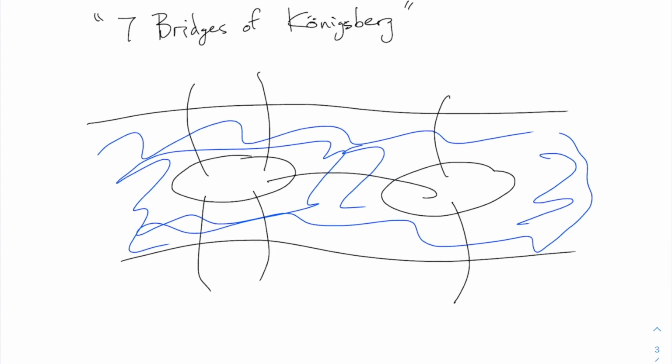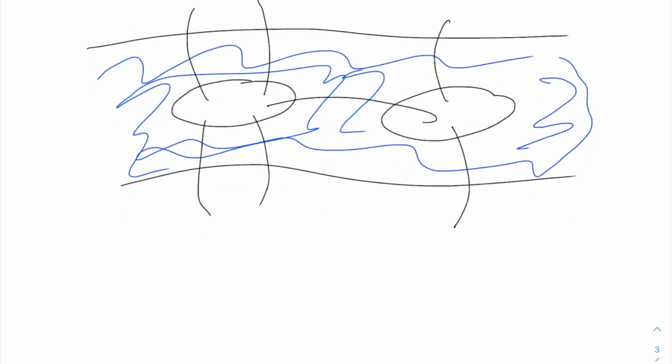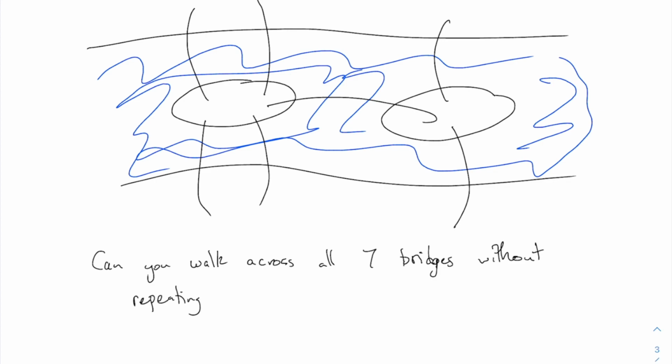There was a popular local math problem involving these 7 bridges, and it was just this question: can you walk across all 7 bridges without repeating any, and ending where you started? This is the question.